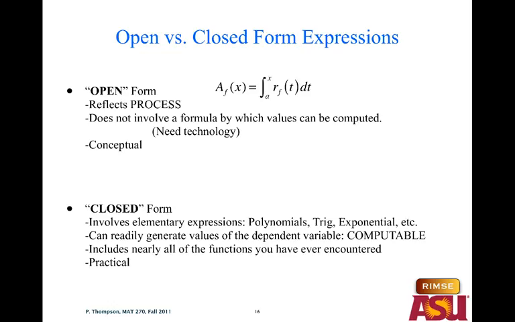The advantage to this net accumulation is that it's reflective of this process. We look at it and it reminds us of what we were doing, summing up a bunch of little changes in the quantity. But the disadvantage is, what is A sub f of 3? What is the value? It's not at our fingertips, right? Like in a closed form expression it would be. We'd have to put that into some technology like GC to find out what A sub f of 3 is. Okay?